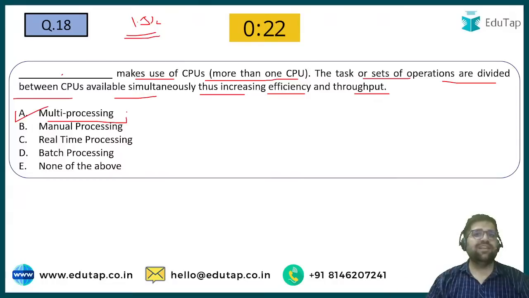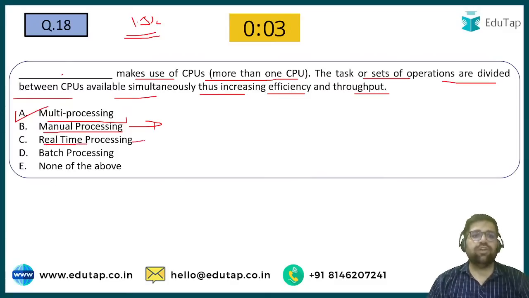Now here let's discuss certain more things. Manual processing means what? That you are having a human intervention. As simple as that. For example, if you go in a bank, there is no note counting machine. A cashier is sitting over there to count the notes. So that is what manual processing is all about.